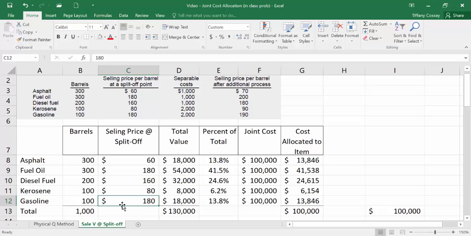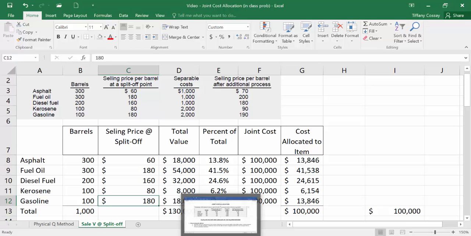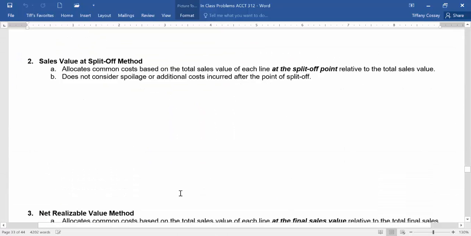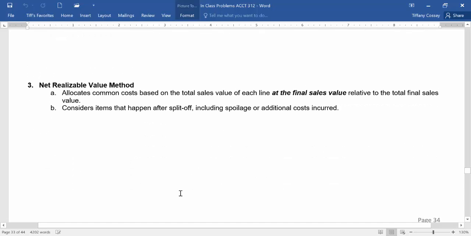All right, then we have a third method that we need to go over. And that method is the net realizable value method. And this one is a little bit more complex because it's going to allocate common costs based on the total sales value of each line at the final sales value, and then it's going to take that and divide it by the total of all of the final sales values.